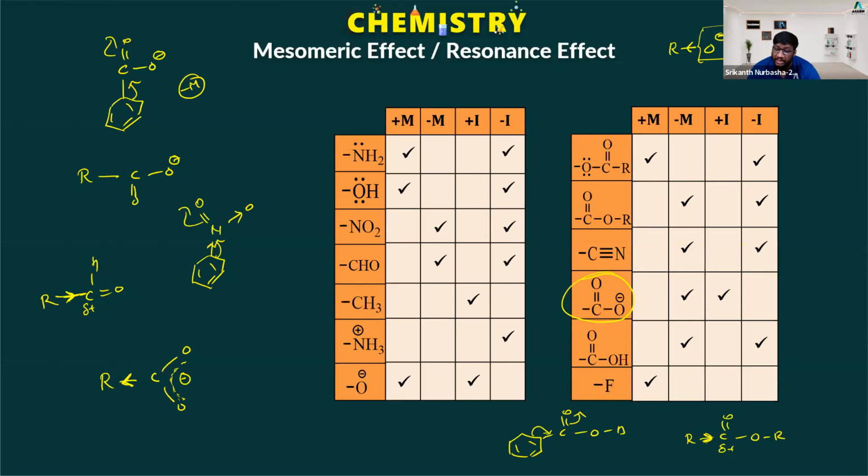Similarly, C triple bond N is minus M minus I, CO minus is minus M plus I, C double bond OH is minus M minus I. Fluorine is having plus M, and it is also having minus I. Is that clear, students? Whenever the atom or group contains lone pair of electrons or negative charge, it will be an electron donating group by mesomeric effect, that is plus M group. If it is withdrawing the electron density, the atom or group should contain positive charge or a double bond, a polar pi bonded system. So that is how we can understand mesomeric effects and inductive effects in combination.